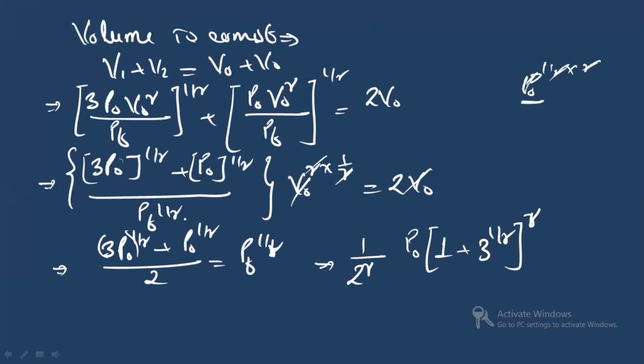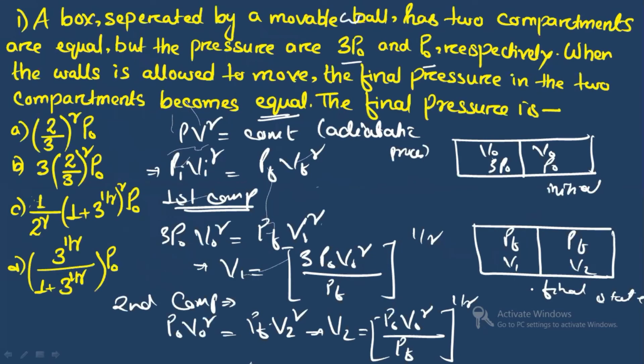And here it will be 1 plus 3, because 1 to the power anything is 1. So it is just 1 plus 3 to the power 1 by gamma, and the entire power will come to be to the power gamma. Right? So this is the answer. If you check the options, the correct option will be Option C. Just you have to apply the condition.